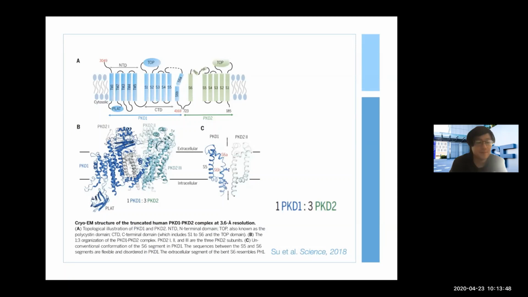So just to go back a little bit, in 2018, the crystal structure for PKD1 and PKD2, or the PC1 and PC2 proteins, was identified and published in Science. And the take-home message from this is that it's a complex that does its job. And so by affecting either of these subunits of the complex, you can have an effect on the phenotype. The ratio is 1 PKD1 to 3 PKD2 molecules.